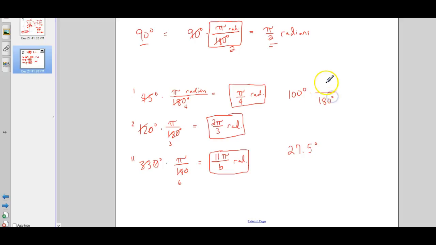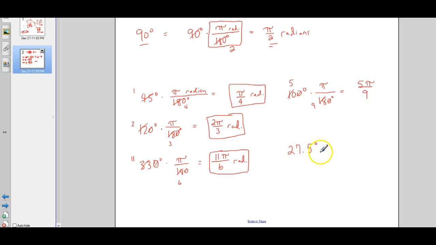But we convert the same way. We always just multiply by pi over 180. I always reduce the zeros first. And then these don't have a common 3 or 6, but they're even, so I can reduce this to 5 and 9, so I end up with 5 pi over 9.